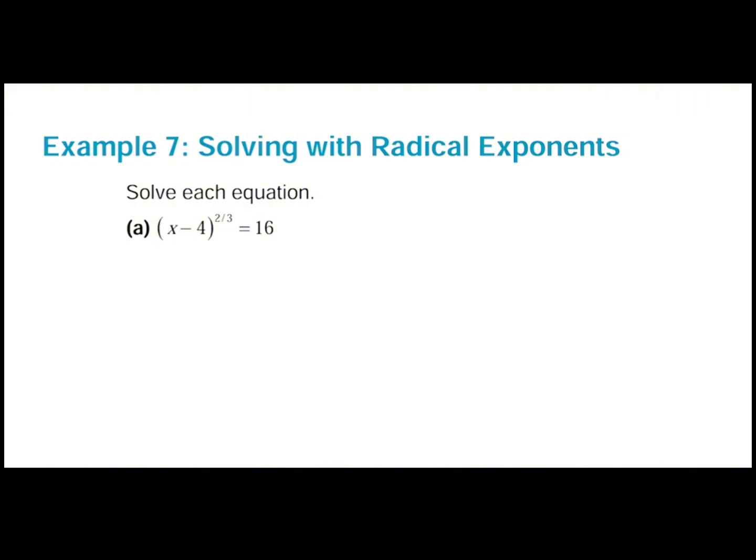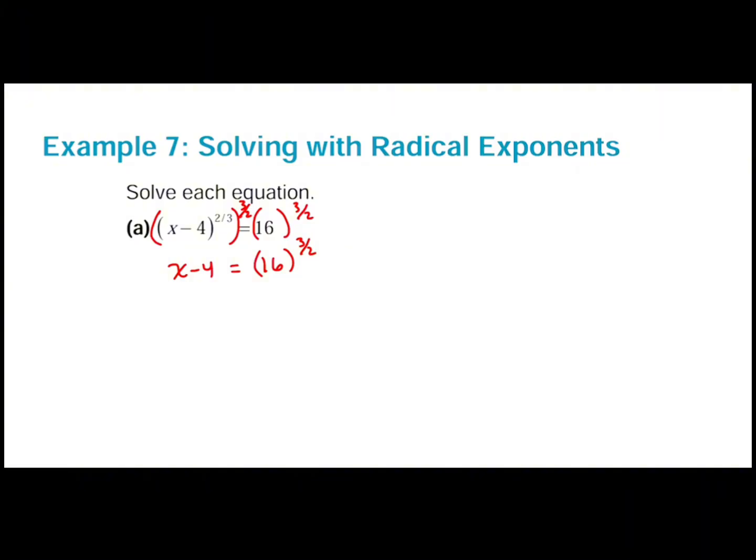Now, let's look at this. In this problem, since they give us x to the 2/3, we're going to raise each side to the 3/2. That's how we'll get it. We raise it to the reciprocal. So therefore, this is going to be x minus 4 is equal to 16 raised to the 3/2.